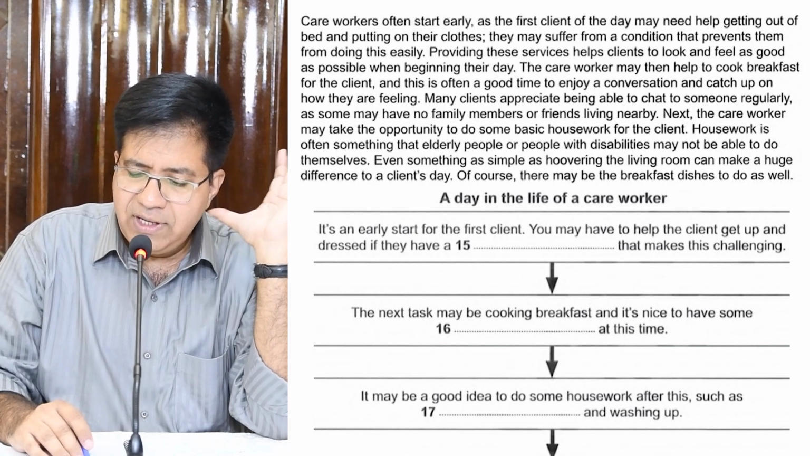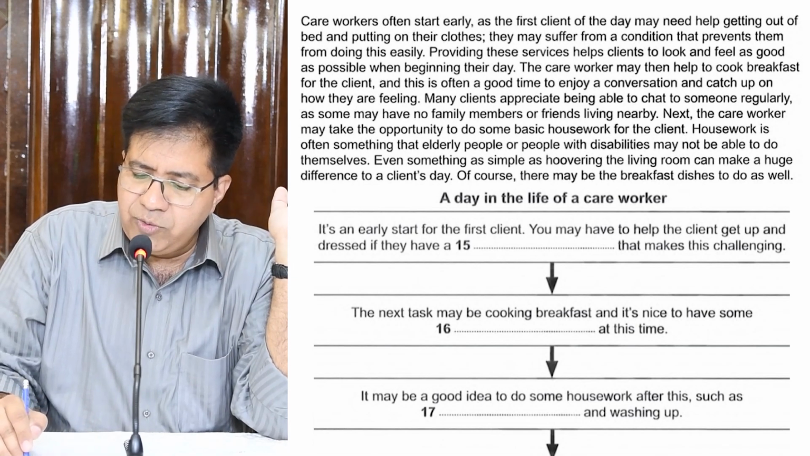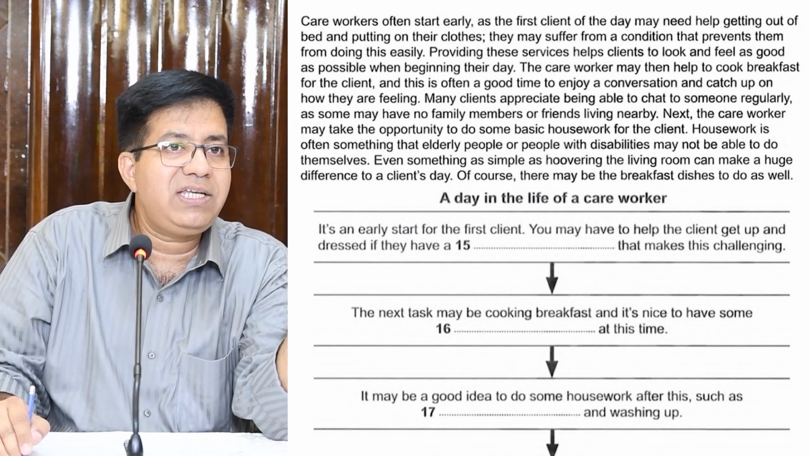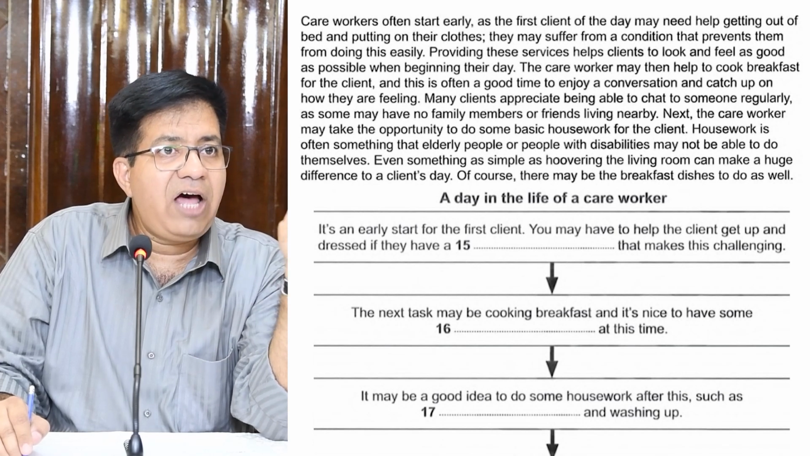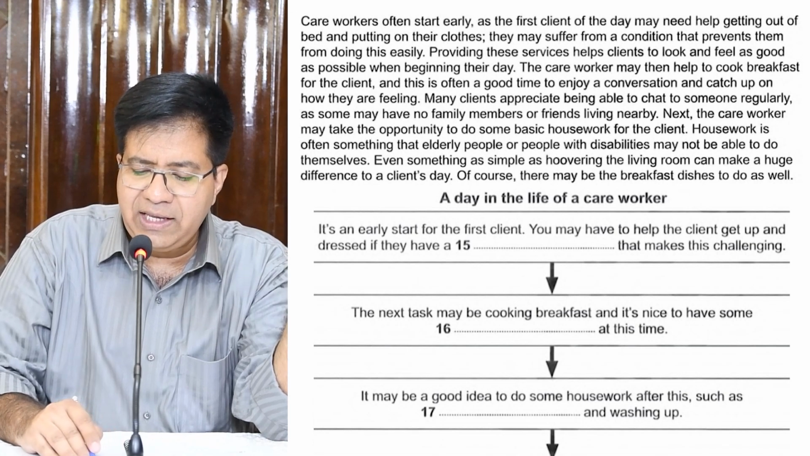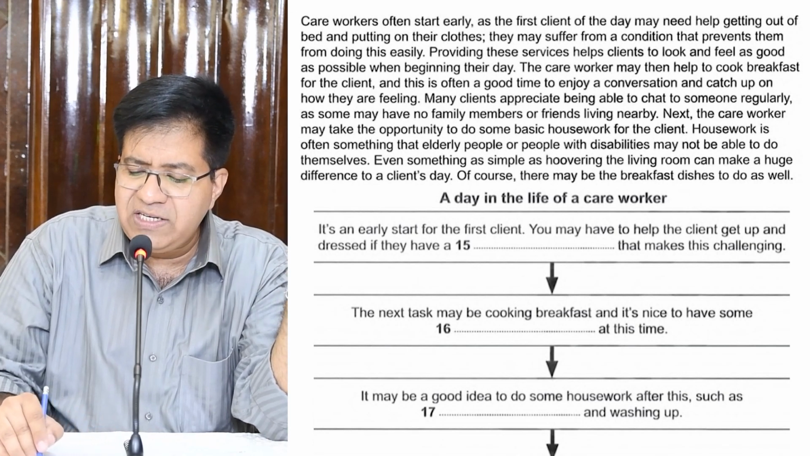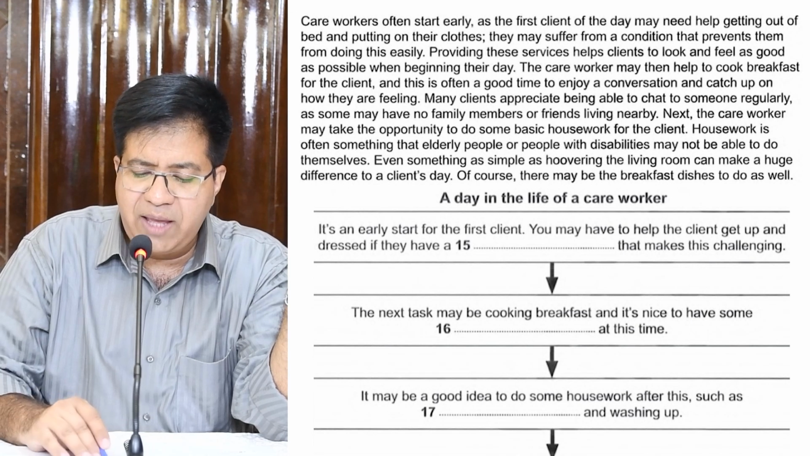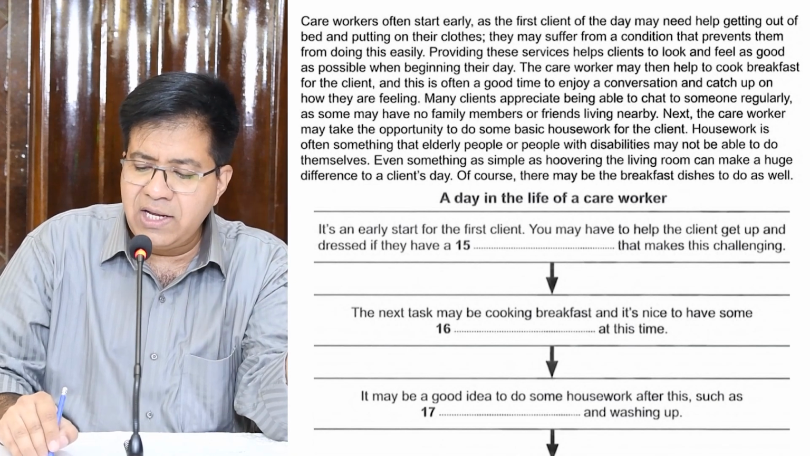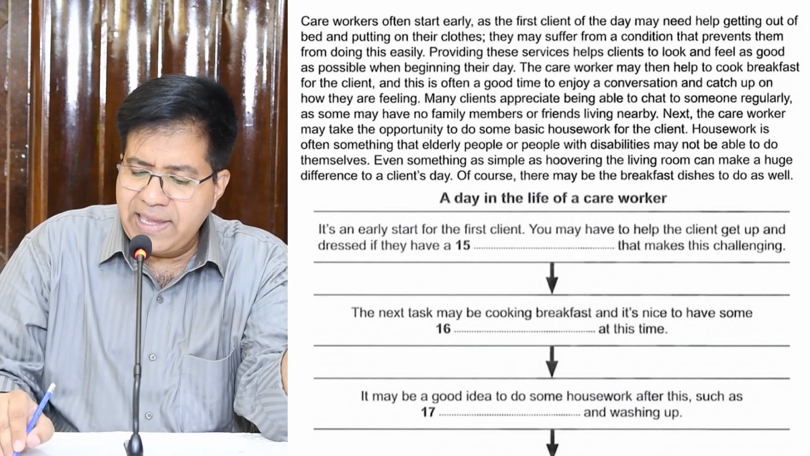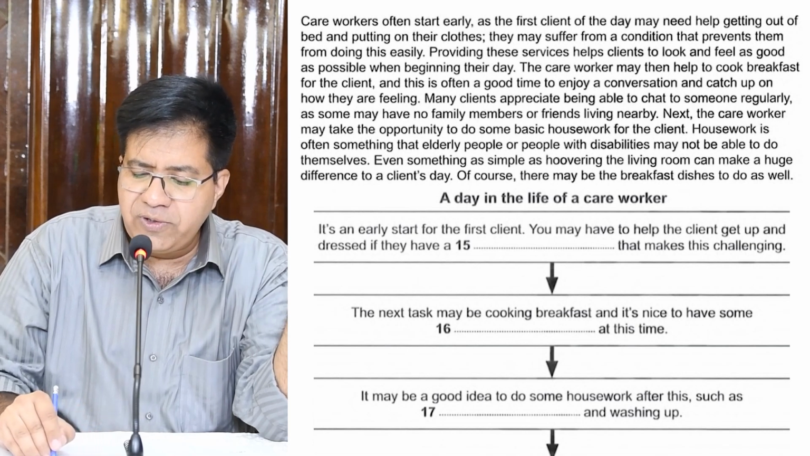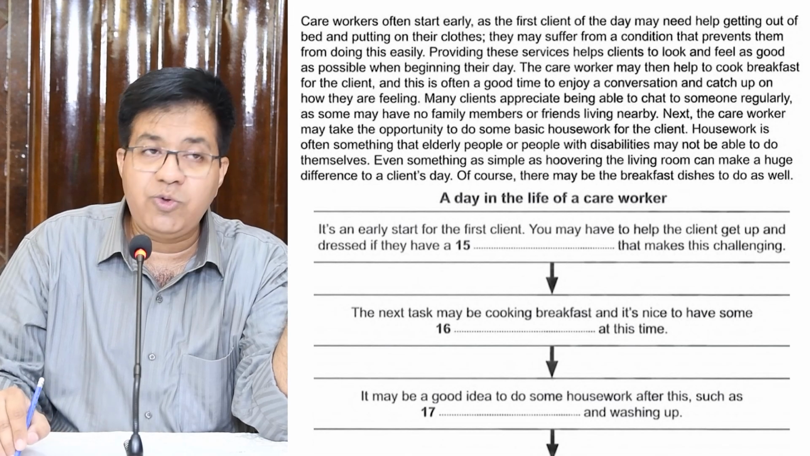Second paragraph, and we are going to read it from the fourth last line after full stop. Housework is... Found it? Second paragraph, fourth last line after full stop. Housework is often something that elderly people or people with disabilities may not be able to do themselves. Even something as simple as hovering the living room can make a huge difference to a client's day. Of course, there may be the breakfast dishes to do as well.